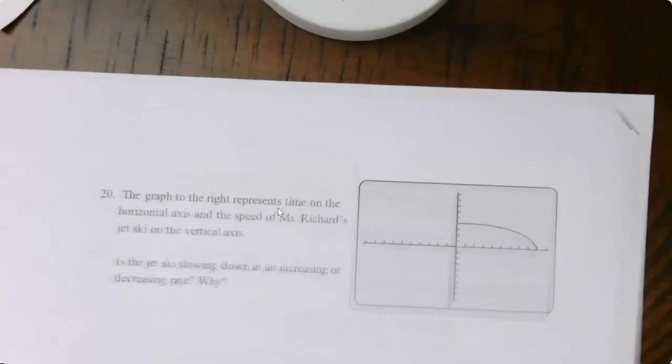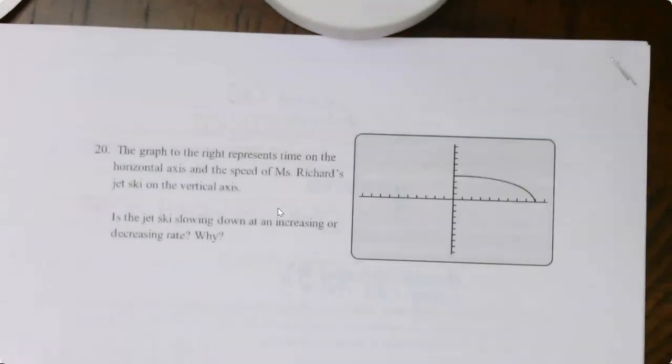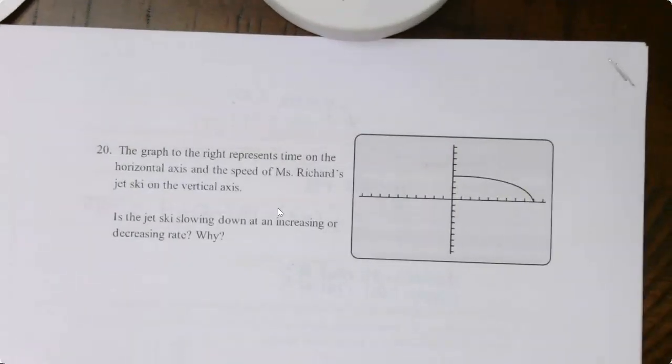Okay, last question, question 20. The graph to the right represents time on the horizontal axis and the speed of Miss Richards' jet ski on the vertical axis. Is the jet ski slowing down at an increasing or decreasing rate?